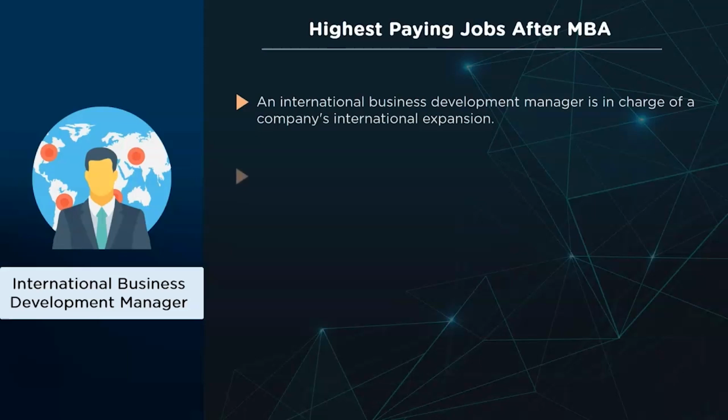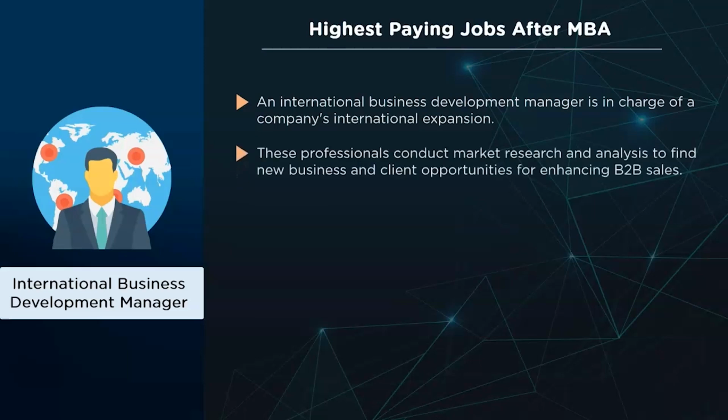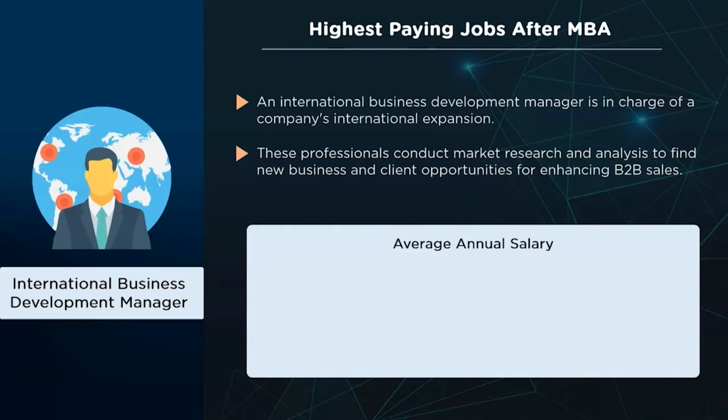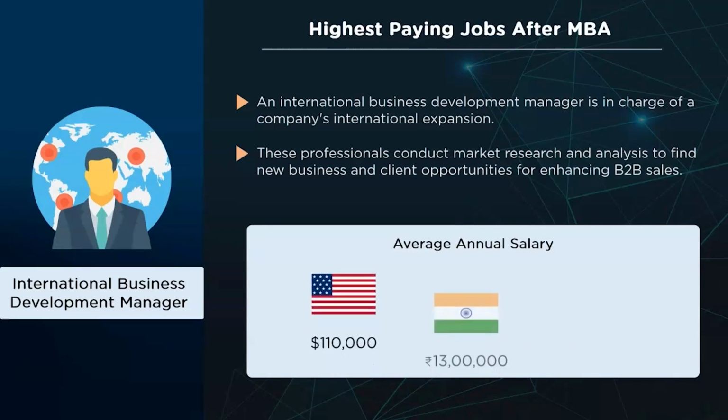This role requires thorough market research and analysis to identify new business and client prospects. After that, you can develop sales pitches or strategies and reach out to clients to sell products or services. Negotiation is also another aspect you'll need mastery in to be able to do great in this position. The average annual salary for an international business development manager is around $110,000 in the US and 13 lakh rupees in India.